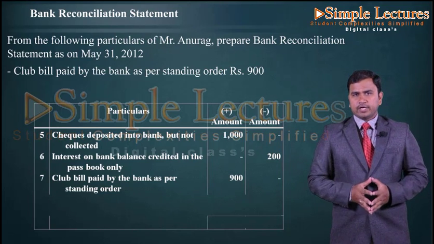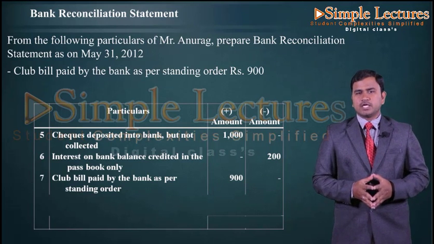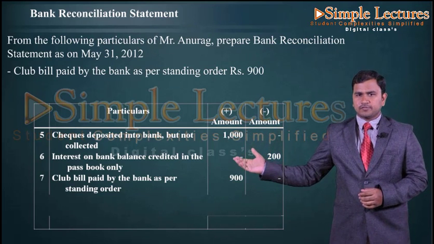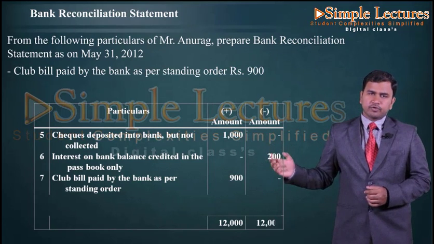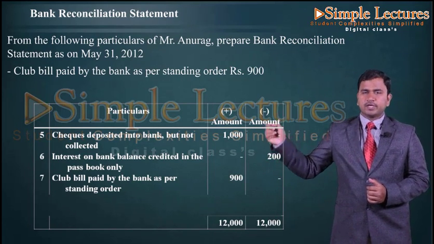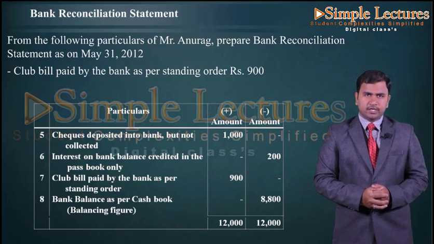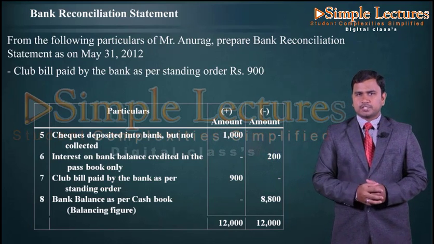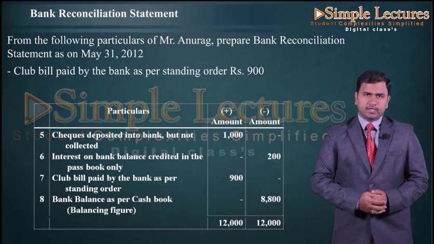After recording all the entries, we have to close the bank reconciliation statement to find out the balance as per the cash book. We have the total in the positive amount column, which is 12,000. The same 12,000 we are going to write in the negative amount column, and we are going to deduct all the negative balances we have in the column, where we will be getting 8,800, which is nothing but serial number 8, bank balance as per the cash book, in brackets balancing figure, which is 8,800.